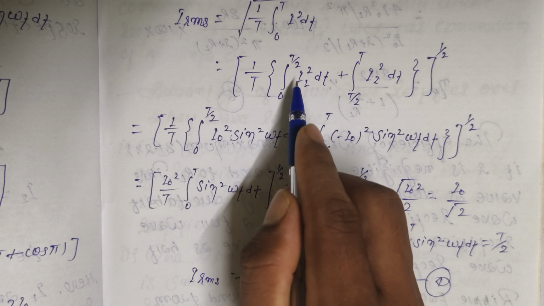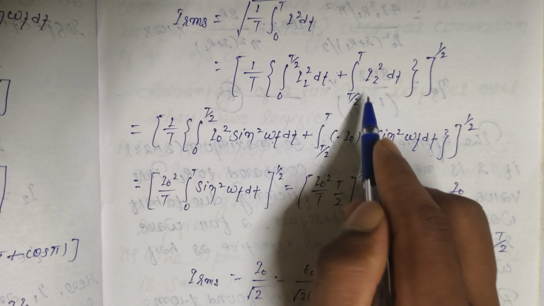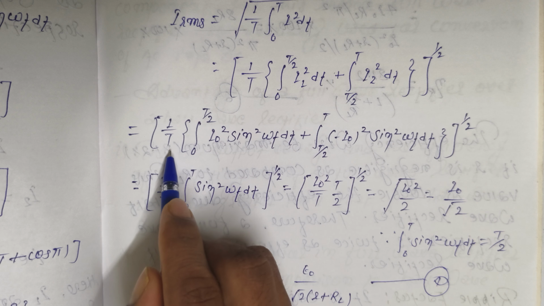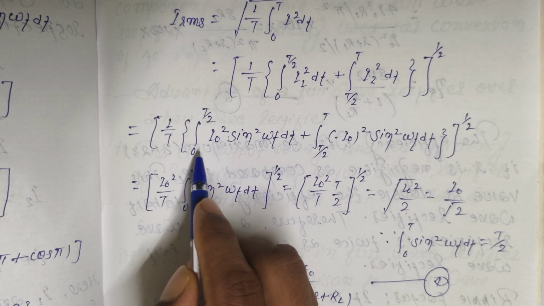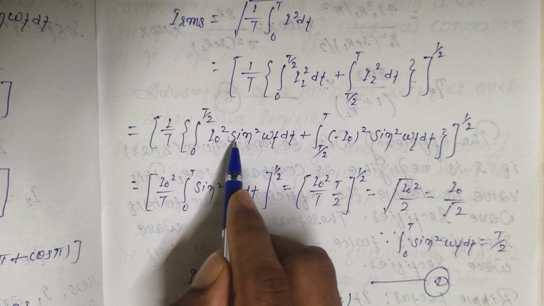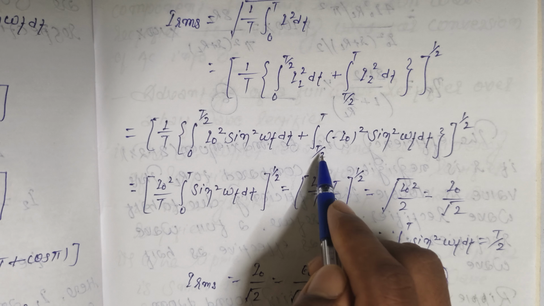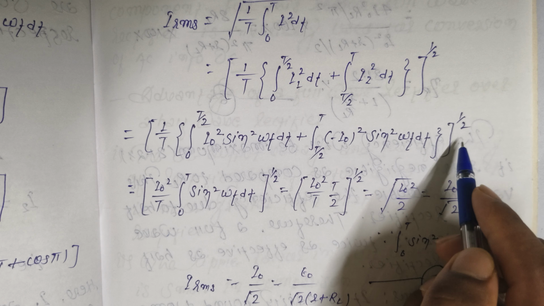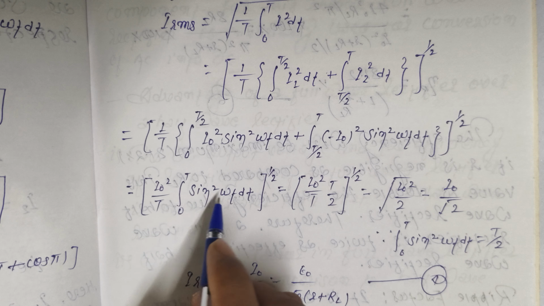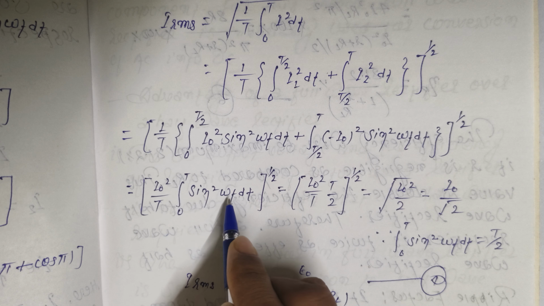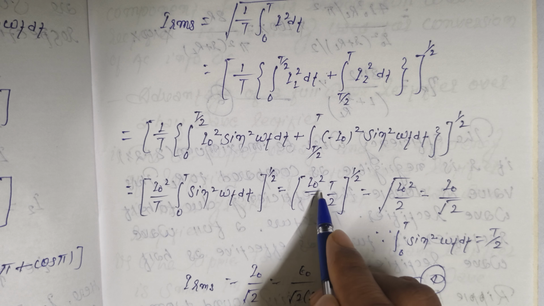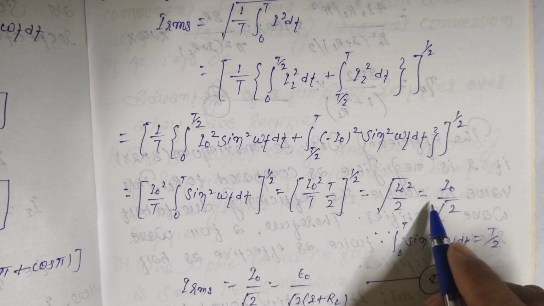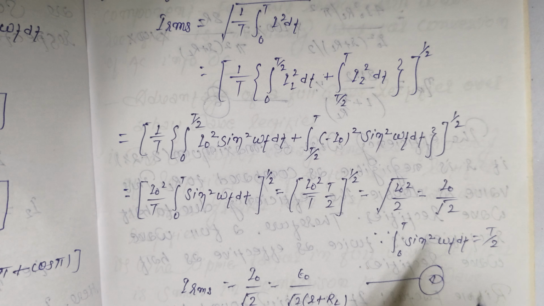1 by T, integration 0 to T by 2 of I1 squared dt, plus T by 2 to T of I2 squared dt, to the half. 1 by T into integration 0 to T by 2 of I naught squared sin squared omega t dt, plus T by 2 to T of I naught squared sin squared omega t dt, to the half. I naught squared by T, integration 0 to T of sin squared omega t dt, to the half, is equal to I naught squared by T into T by 2, to the half, is equal to I naught squared by 2 under root, is equal to I naught by root 2.